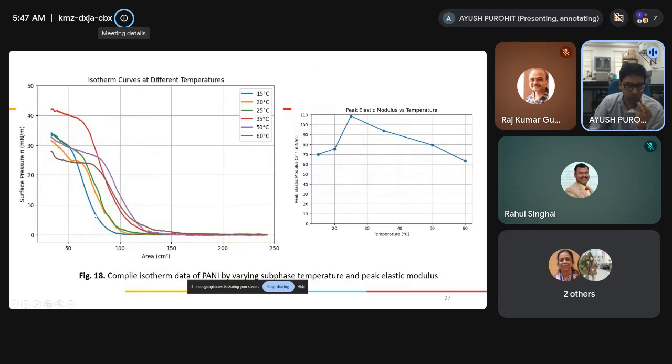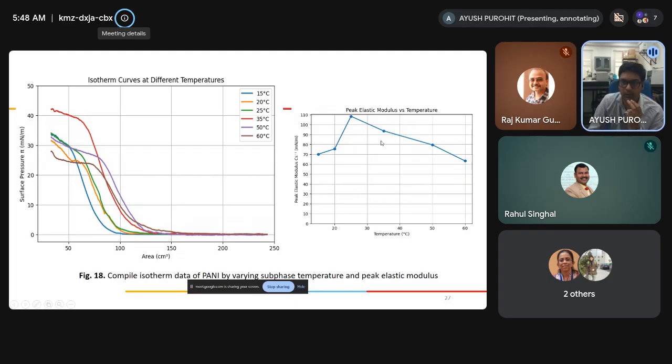So at 15 degrees, the rise of the surface pressure is lower, and as we look at 20, 25, 35, 50 and 60 degrees Celsius, a gradual increase in the rise of the surface pressure is observed due to molecular randomness.